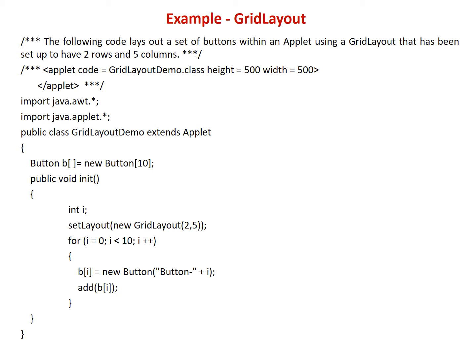In the program, first we have imported the packages AWT and applet. Then the statement public class GridLayoutDemo extends Applet will declare the class. In the class, we have created an array of 10 buttons, and then in the init method we set the layout to the GridLayout having two rows and five columns, and after that by using the for loop the instances of the buttons were created, and after that those were added to the applet.